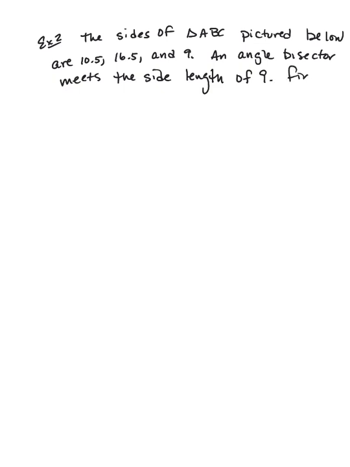Okay, find x and y. All right, so we have triangle ABC. And then we have the angle bisector meeting the side of length 9. Okay, so I have to put these numbers in the picture.